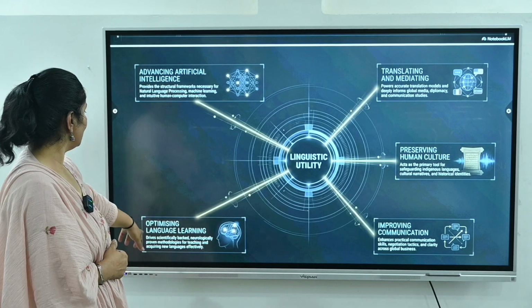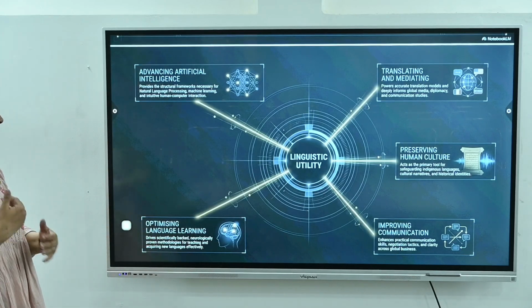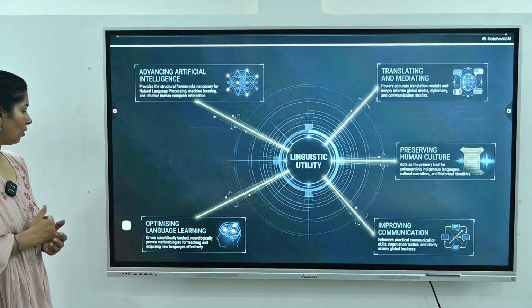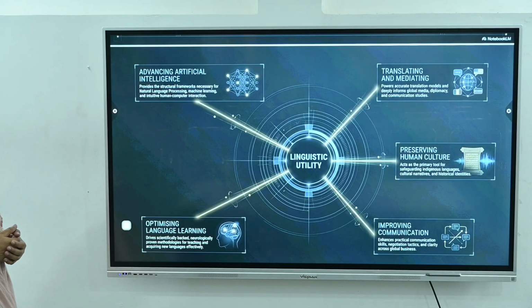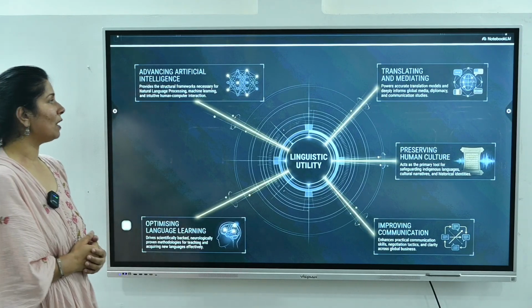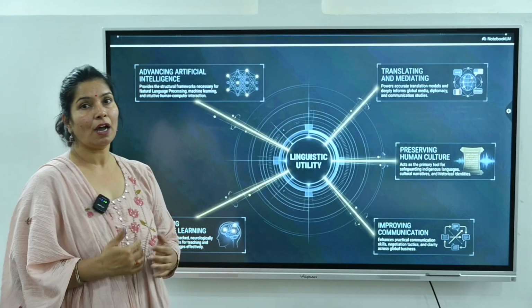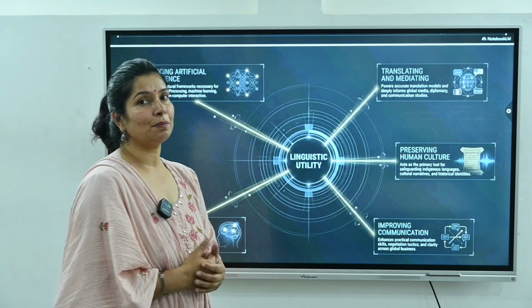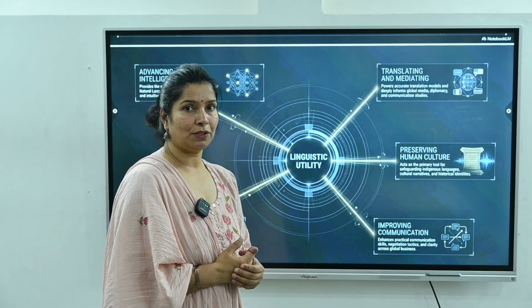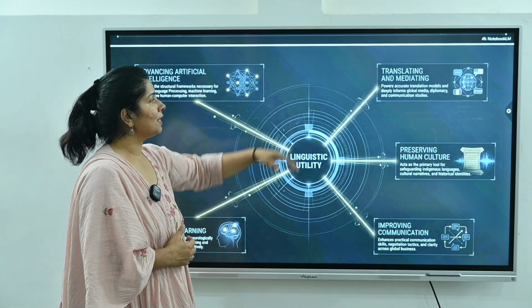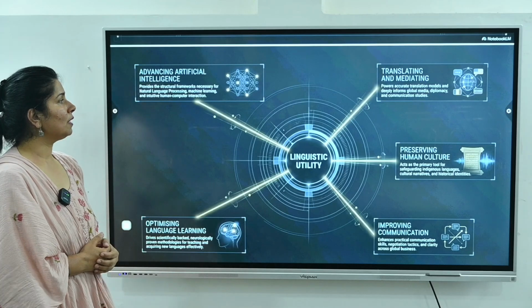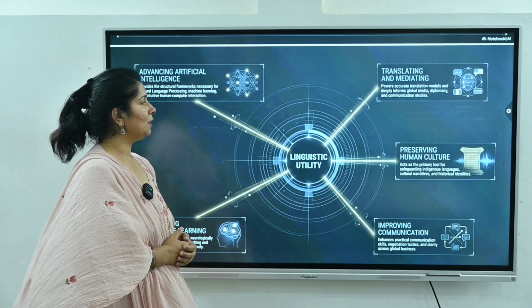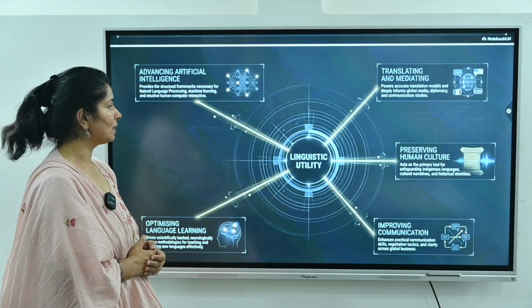Our second one is optimizing language learning. It drives scientifically backed, neurologically proven methodologies for teaching and acquiring new knowledge and new languages effectively. Third one is translation and media. In the area of translation or media studies, linguistics plays a vital role here. It powers accurate translation models and deeply informs global media, diplomacy, and communication studies.